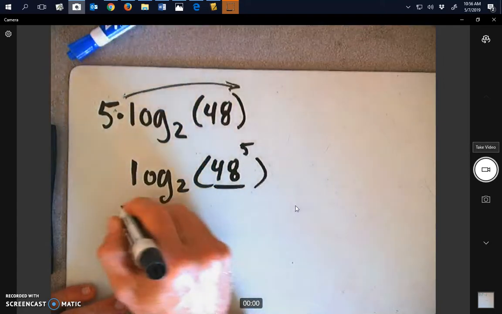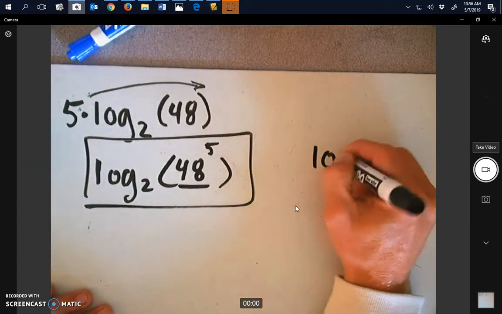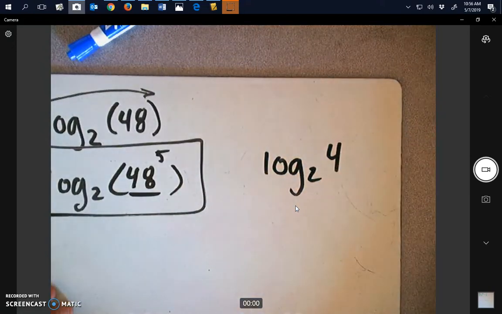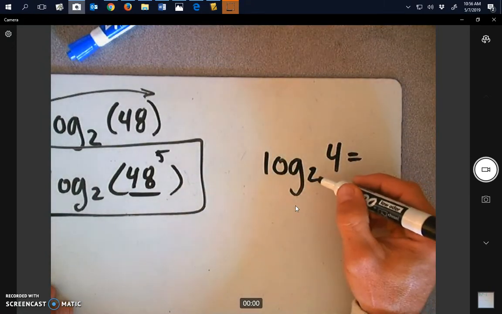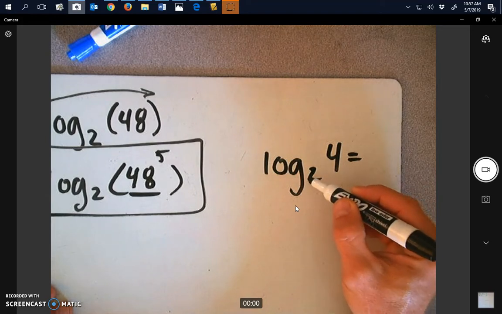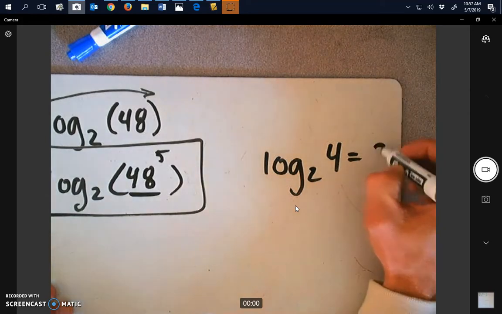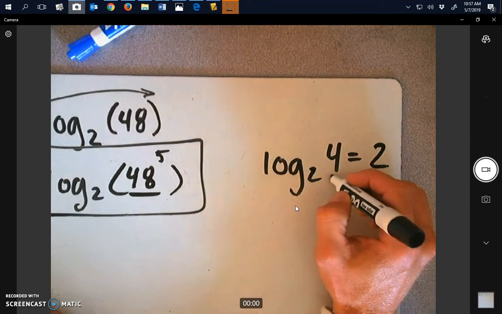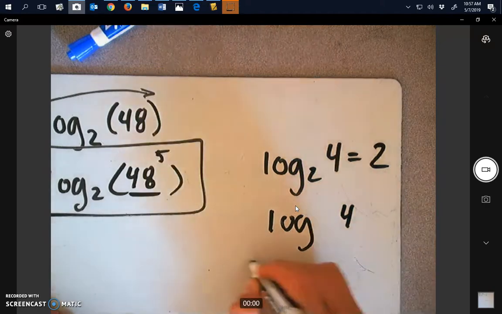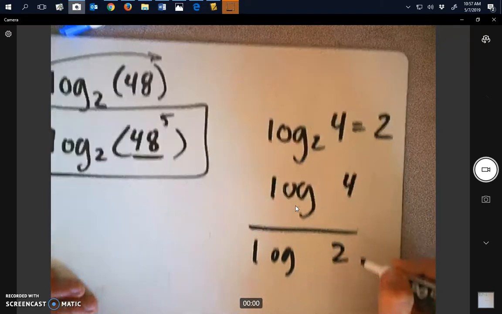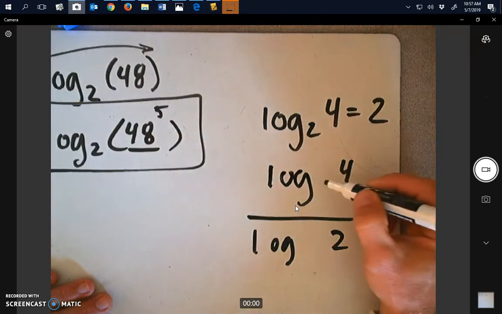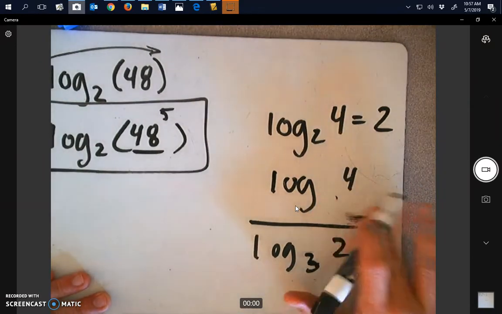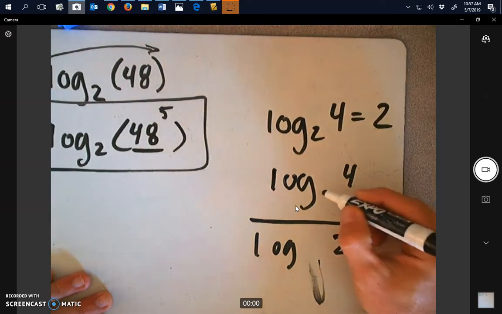So let's put this problem aside for a minute. Let's go to, let's say, log base 2 of 4. This equals something. Well, we know what logs are, so this is asking 2 to what power equals 4. We know the answer is 2. We can also rewrite this using the change of base rule as log of 4 over log of 2, and we can pick any base we want. We could pick 2 again. We could pick 3. We could pick 4.